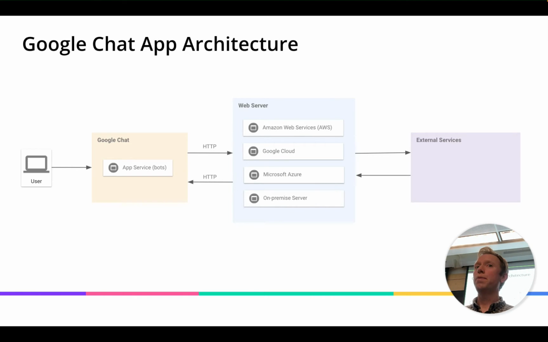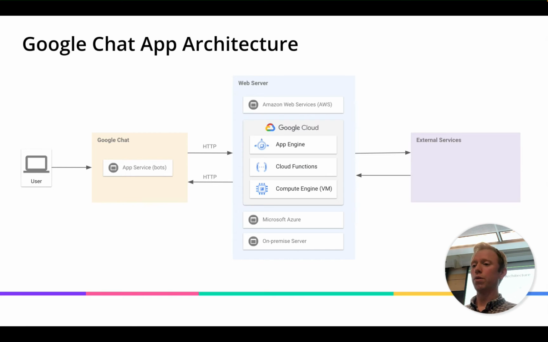The Google Chat API is agnostic as far as what the web server is built on. It doesn't care as long as there's something to take a request and get it back. So we could build bots on AWS or Google Cloud or Microsoft Azure, your own on-premise server. You could do anything. Tonight, we're going to use Google Cloud.